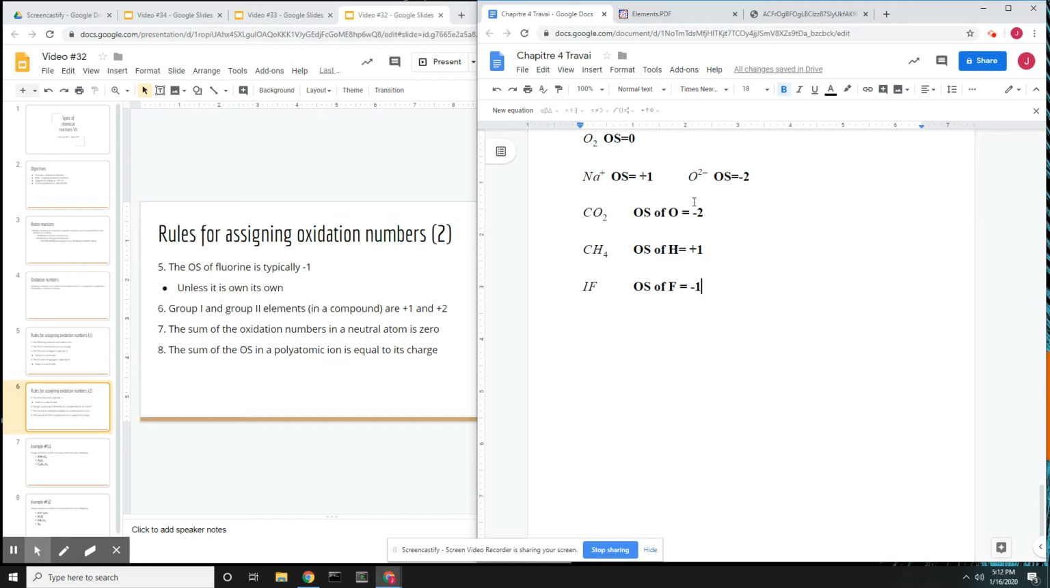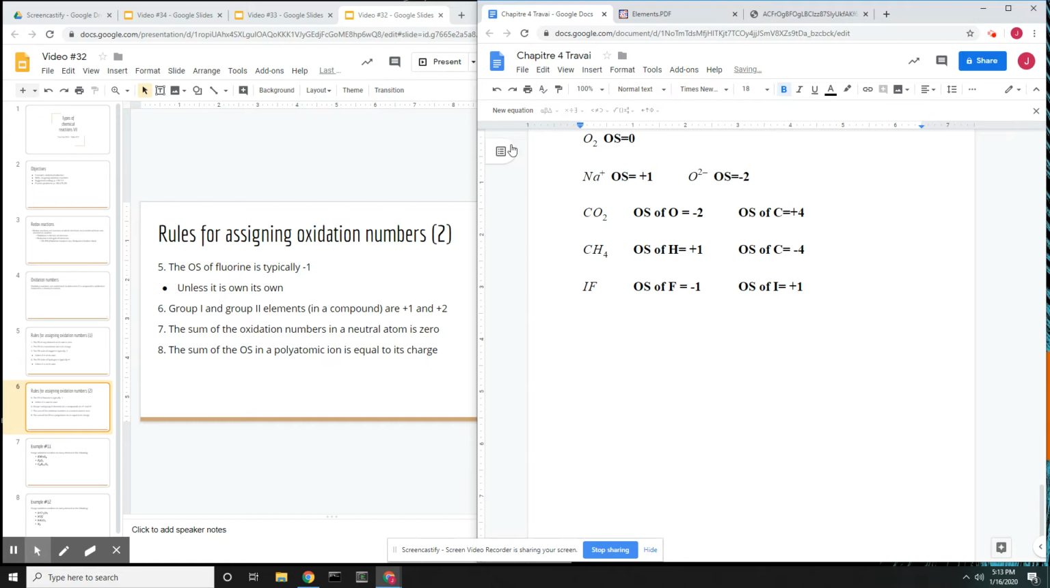For the seventh rule, the sum of the oxidation numbers has to be 0. For example, in CO2, the oxidation state of carbon has to be +4 because I've got the two -2s. Whereas in CH4, the oxidation state of carbon has to be -4 because I've got the 4+ from the hydrogen. And in IF, the oxidation state of iodine has to be +1.